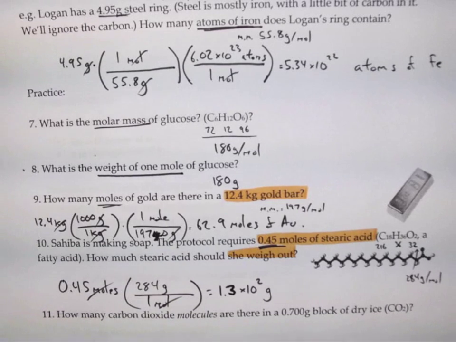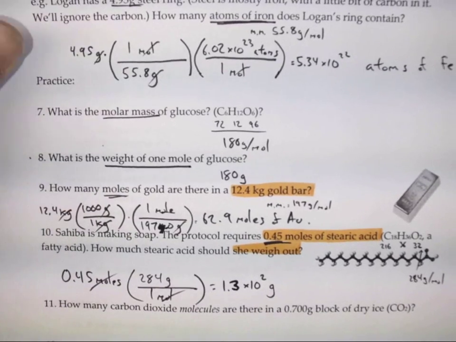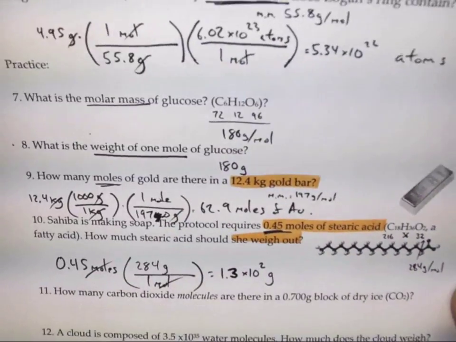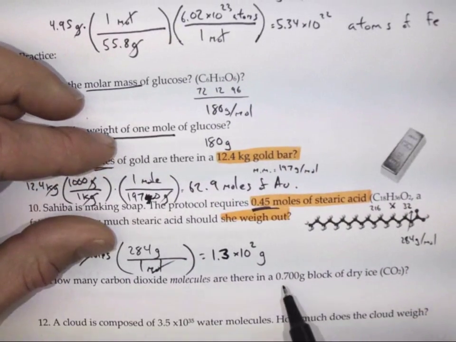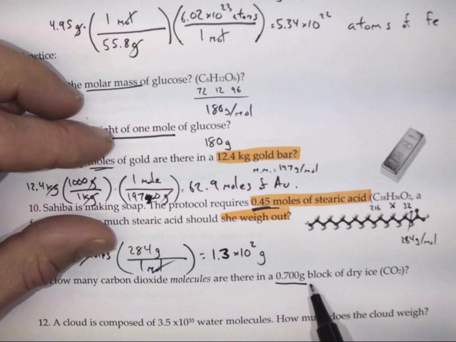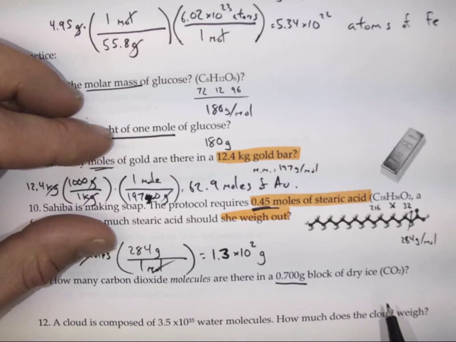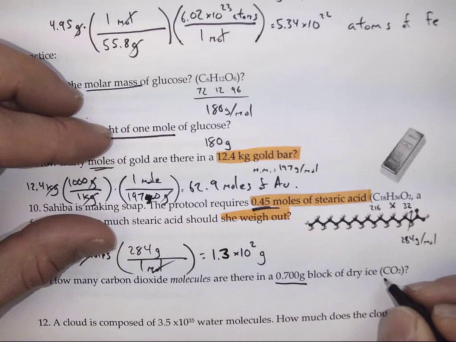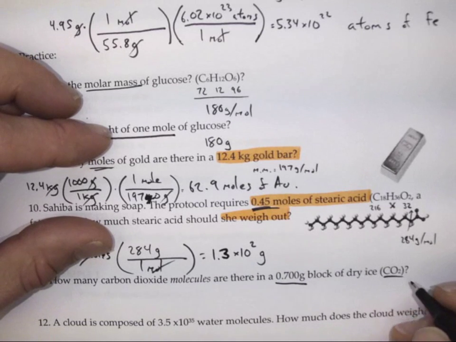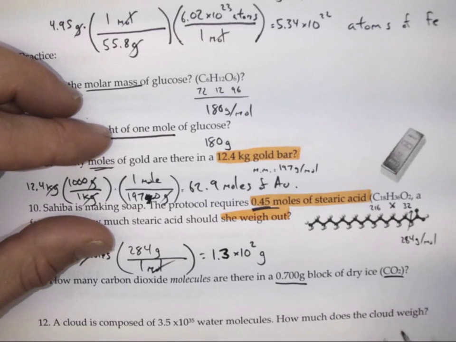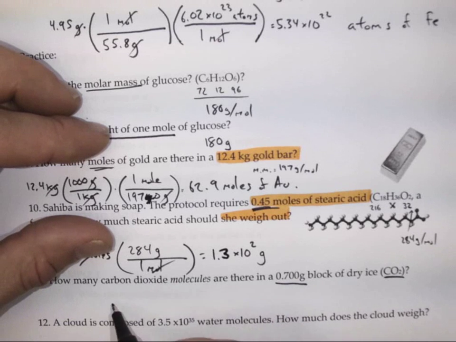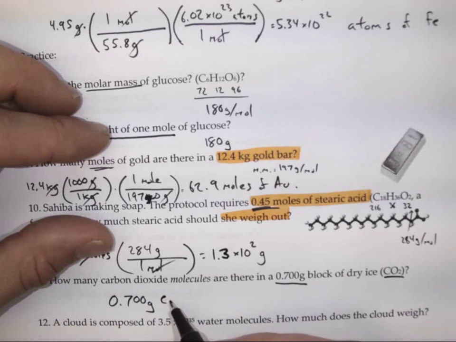All right. Last 2 questions. So we want to know how many carbon dioxide molecules are there in a 0.700 gram block of ice. Dry ice, that is. Dry ice is just solid carbon dioxide, frozen carbon dioxide. All right, let's find out. So we got to start with whatever we have. We have 0.700 grams of carbon dioxide.